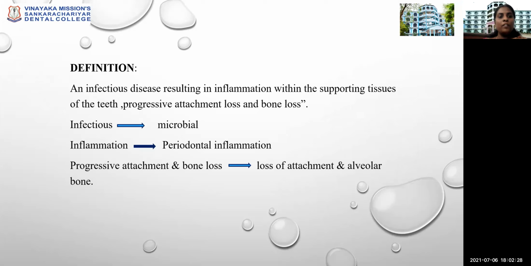So what does the proper definition mean? It is an infectious disease resulting in inflammation within the supporting tissues of the teeth, progressive attachment loss, and bone loss. Here, infectious is due to the microbial nature. It is because of the subgingival microbiota. Normally, we call them periodontal pathogens, and it refers to the red complex of microorganisms. Because of the microbial products, it leads to inflammation of the gingiva, and because of the inflammation, it leads to attachment and alveolar bone loss. So, this is the gist about chronic periodontitis.